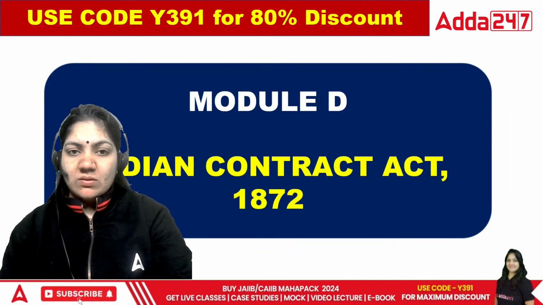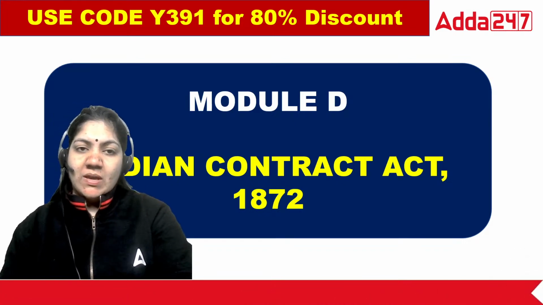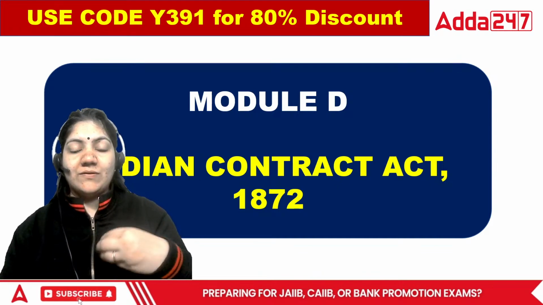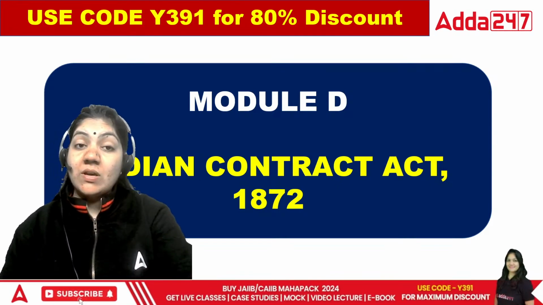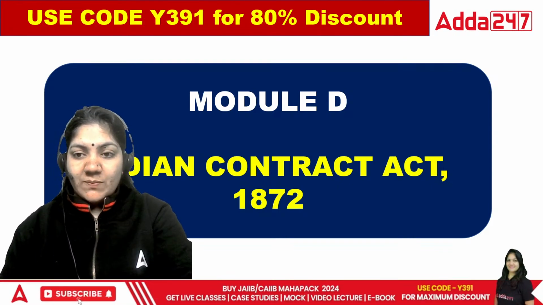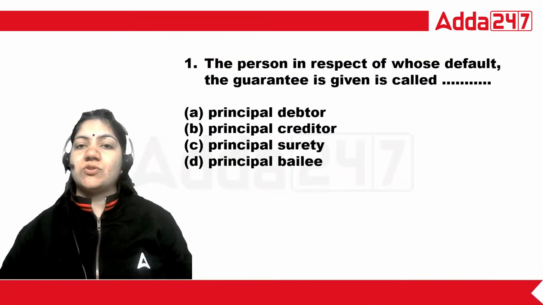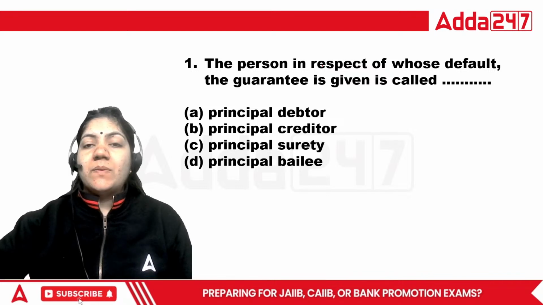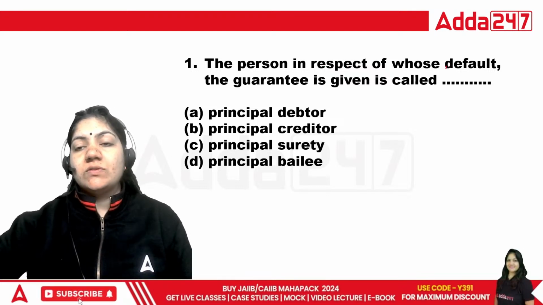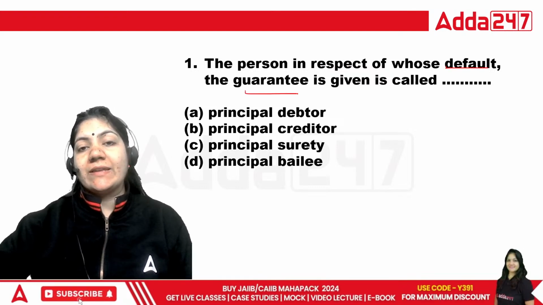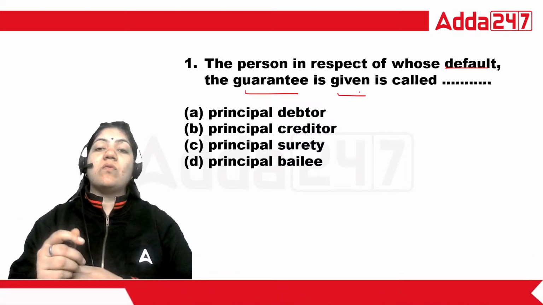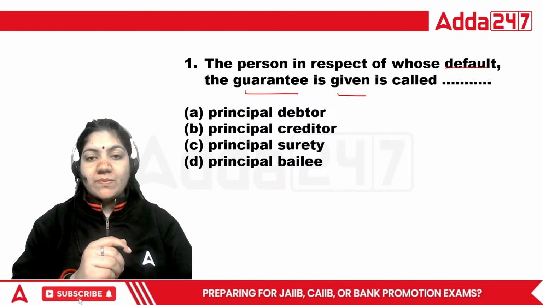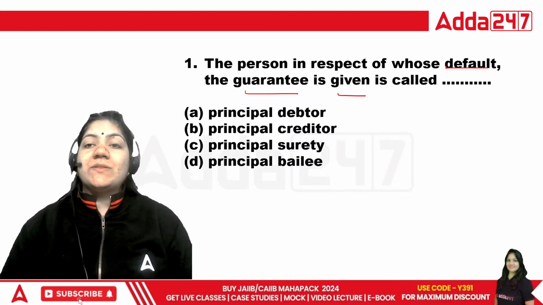Now let's start with a question. We are doing Module D questions. Yesterday we did some questions of the Indian Contract Act. Today also I have brought questions on the special principles of contract. First question: The person in respect of whose default the guarantee is given is called what? Principal debtor, principal creditor, principal surety, or principal bailee?